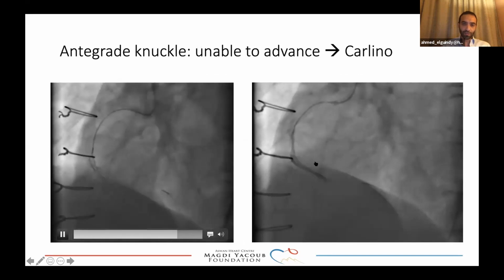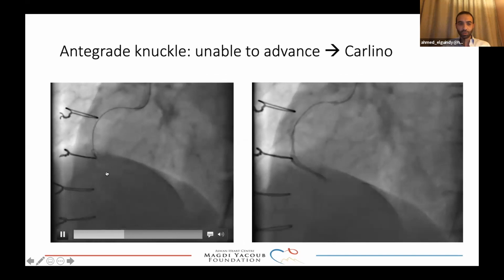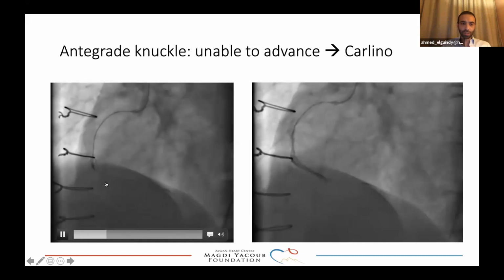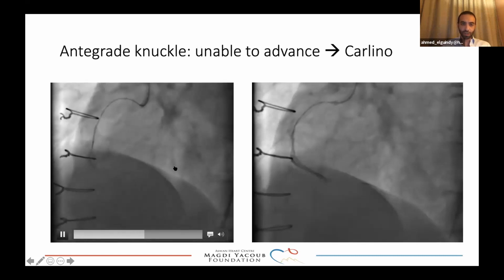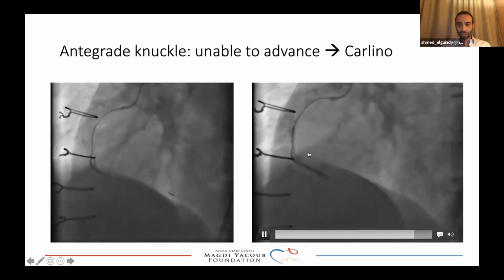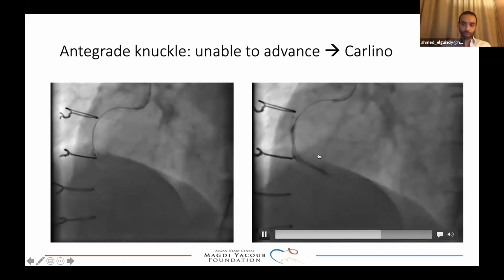We had a bit of resistance here, which is not infrequently encountered because of the site of anastomosis of the saphenous vein graft. It frequently causes a lot of fibrosis beside the sutures, so it's difficult to overcome that. One way to do it is via contrast-enhanced microdissection, which is called the Carlino technique.